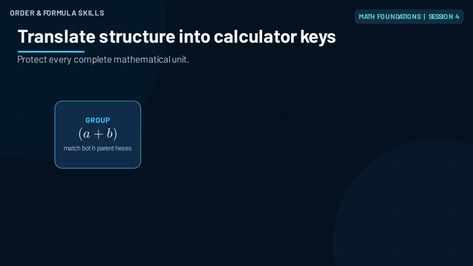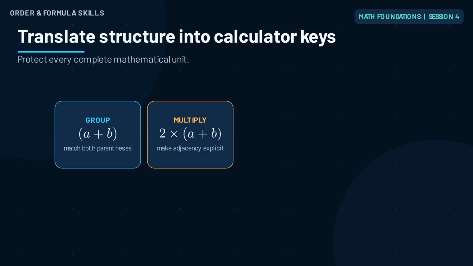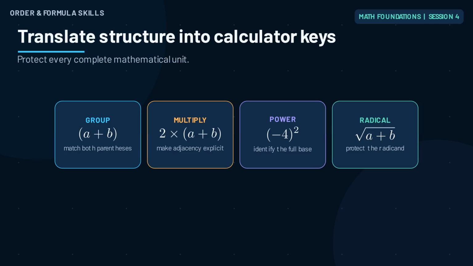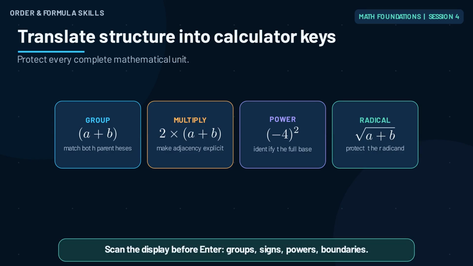Use parentheses to protect complete groups. Use an explicit multiplication key when a number sits beside parentheses. Use the power key only after identifying the complete base. Use the square root template so the full radicand stays under the radical. Before pressing enter, scan the display from left to right and match every opening parenthesis with a closing one. The calculator can execute order of operations perfectly, but only for the expression that actually appears on its screen.